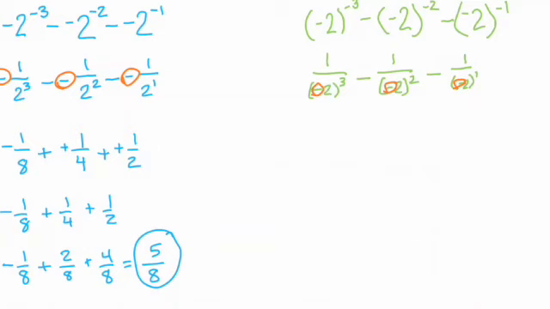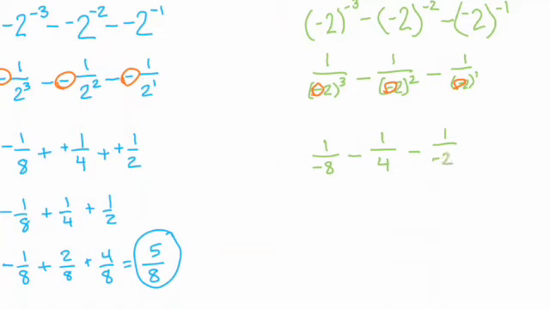Let's keep going. Negative 2 to the third power, or negative 2 times negative 2 times negative 2, is going to give us negative 8. So this fraction becomes 1 over negative 8. We're going to subtract, and now we have 1 on the top, and negative 2 squared is negative 2 times negative 2, which is a positive 4. Then we're going to subtract, and now we have 1 in the numerator again, and this time negative 2 to the first power is negative 2.